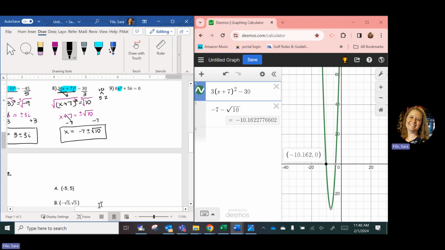All right, now we'll take a look at number 9. Number 9 is set up a little different. It doesn't have the x in parentheses being squared. It's just x squared. So we're going to move the constant over first. So we end up with 8x squared equals negative 56. And then we're going to divide out the 8.